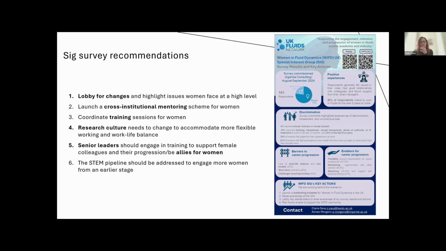Training sessions for women, specifically in terms of how women might approach things, were highlighted. The research culture, which I think, again, is probably more broadly than a women's issue, but that was picked up. Thinking about senior leaders and their training and being allies to women in the discipline and supporting them in progression. And obviously the STEM pipeline. If you haven't got women in the discipline earlier on in career stages, there's no way you're going to increase the number of women at later career points.